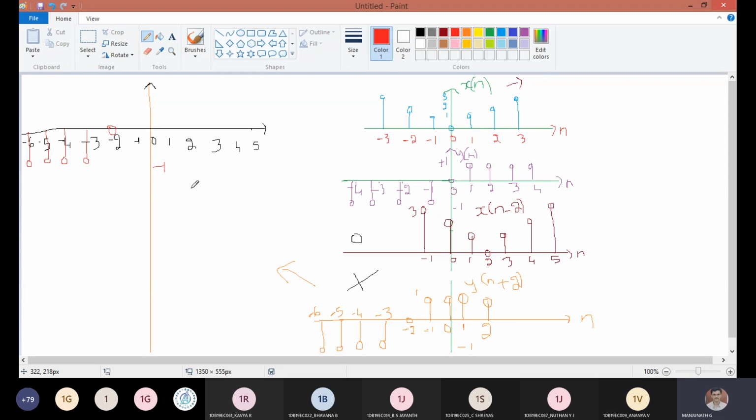Yes, sir. Good. So now check out what is going to happen from minus 1 onwards. Minus 1 has an amplitude of 3 and here it has an amplitude of 1. So I am adding, right? How much will the amplitude be now? 3 plus 1, 4. So for minus 1, the amplitude goes to 4.